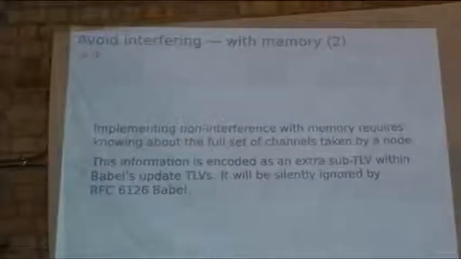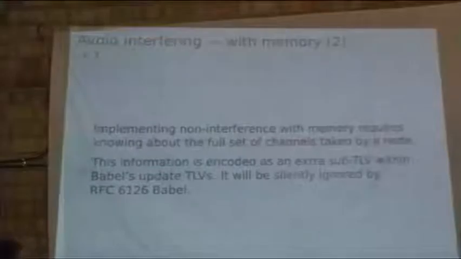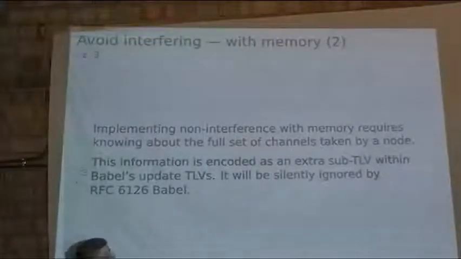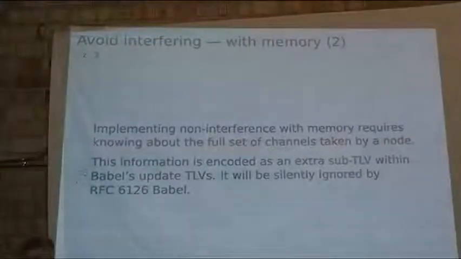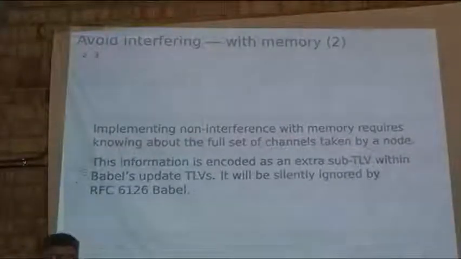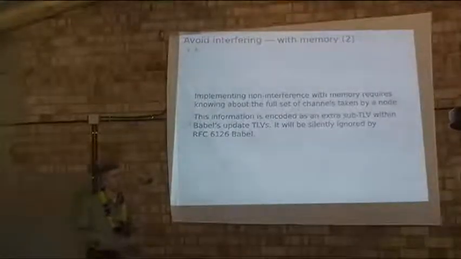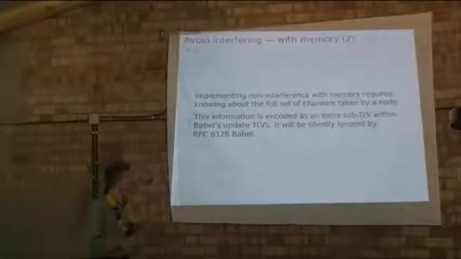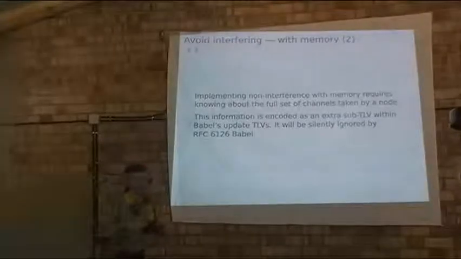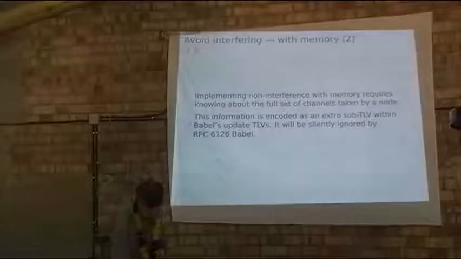So we're encoding it by adding an extra sub-TLV within the update TLVs used by Babel. And this is designed in such a manner that standard Babel nodes that don't speak Z are going to ignore this extra data. They're going to see the updates, they will see some garbage they don't understand in the update, they're just going to ignore it. They will never attempt to parse it. And so you can have a network that uses both, although you're actually changing the protocol. Okay.